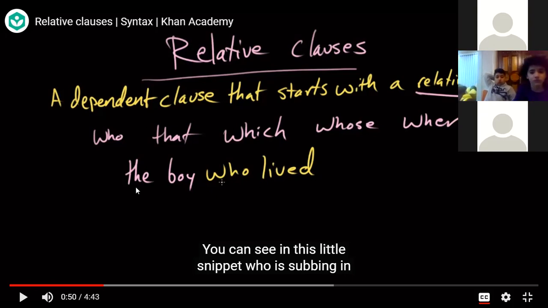So, the boy here is the subject, and after the subject, directly, we use what? We use "who". The "who" is used here because the boy is a person. The relative pronoun "who" is used for people. Okay, guys? The boy who lived. And after the relative pronoun here, we have the verb.